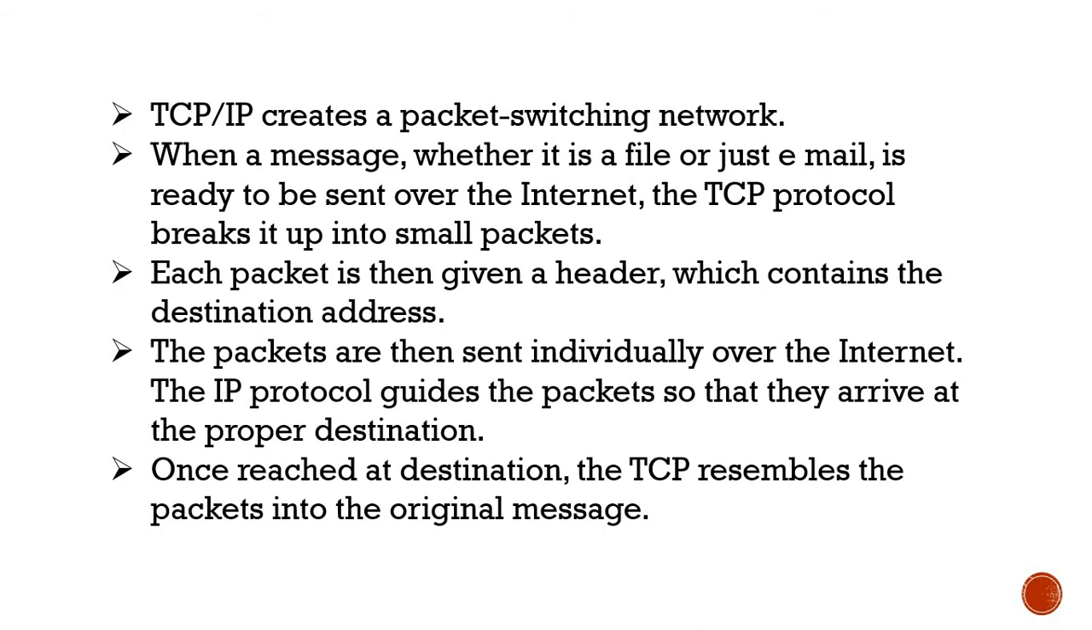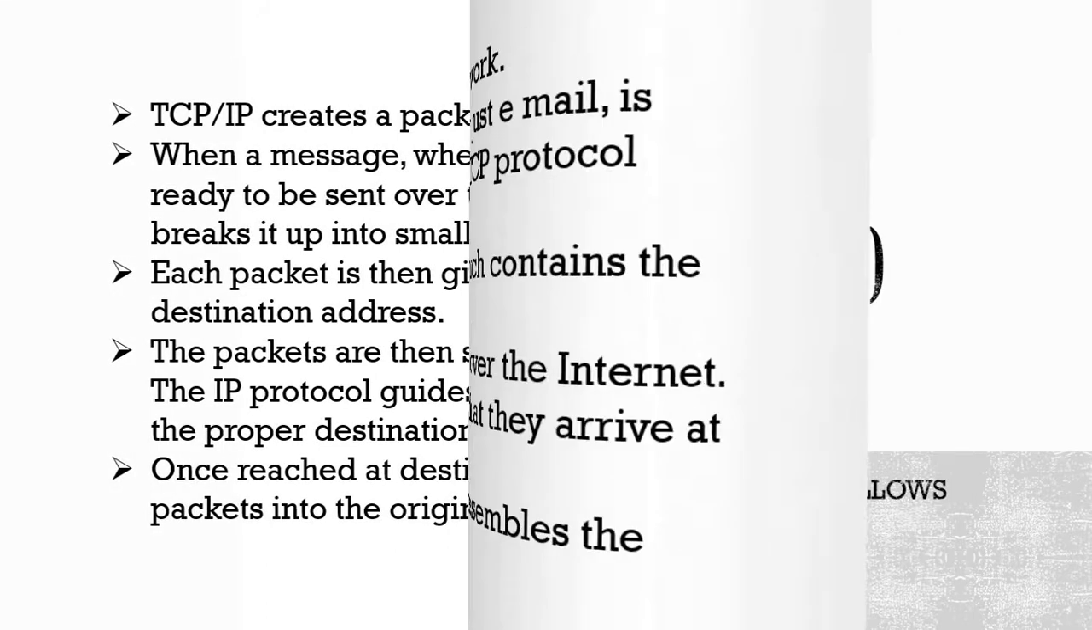TCP/IP creates a packet switching network. When the message, whether it is a file or just mail, is ready to be sent over the internet, TCP controls it and breaks it up into the smallest packets. Each packet is then given a header, which contains the destination address. The packets are then sent individually over the internet. The IP protocol guides the packets so that they arrive at the proper destinations. Once they reach their particular destination, TCP reassembles the packets into the original message.